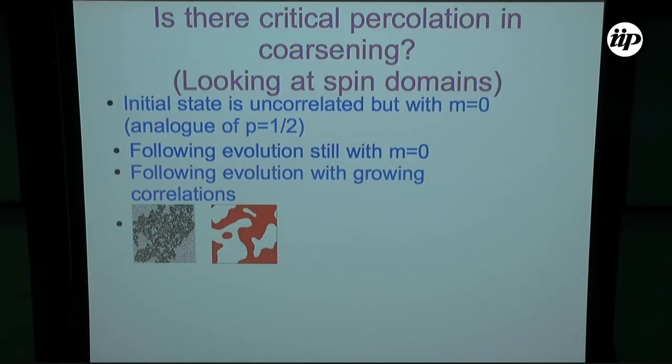So initially, we don't have a spanning cluster, we don't have critical percolation. The following evolution, as I said before, keeps m equal to 0, which means it keeps p equal to 1/2. So again, I would conclude you cannot have anything spanning in the sense of percolation. And also, the following evolution builds some correlations, and correlation is, in some sense, an enemy of random percolation. So very naively, I would answer no.